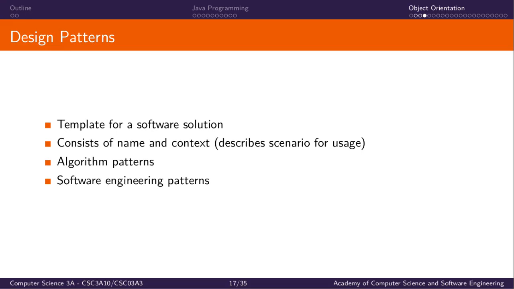All right. So a design pattern consists of a name and a context, so a scenario within which we would use it. There are algorithmic ones and then also software engineering ones. And clearly you have used some of them. As I said, I know that you've done them before, but before we use them in any application, we'll discuss them to make sure we're on the same page.